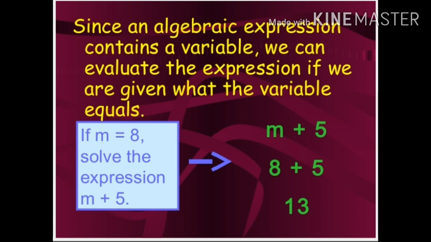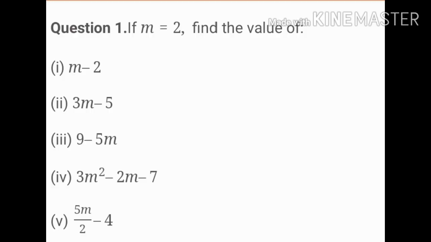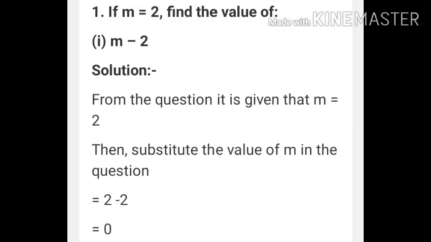So let's see the first question of exercise 12.3. Here 5 parts are given where we have to replace the value of m with 2. So let's see the first part, children. First part is m minus 2. Solution. From the question it is given that m is equal to 2. Then substitute the value of m in the question. Means 2 minus 2, and the answer will be 0.